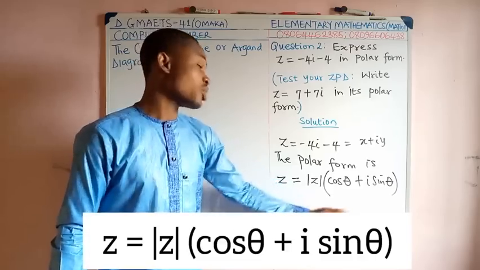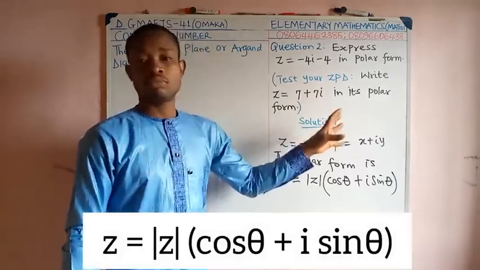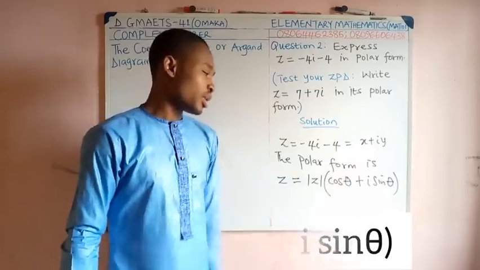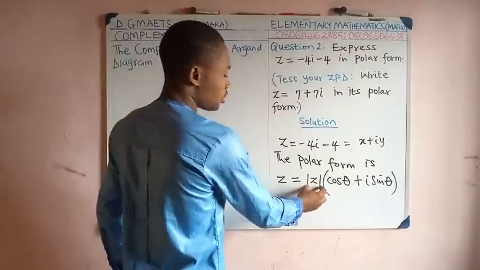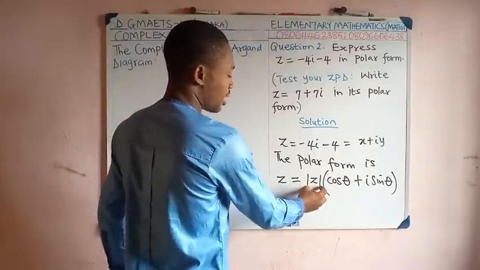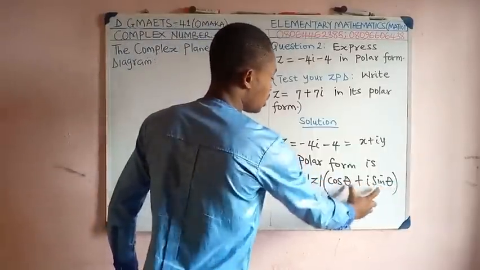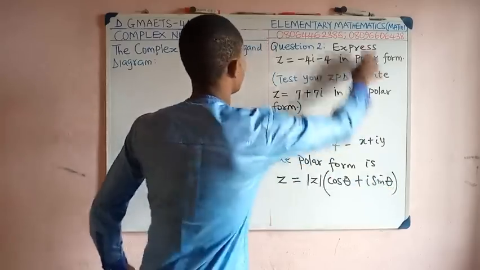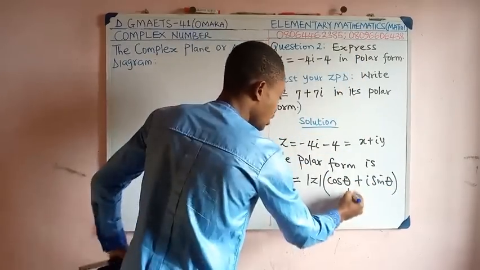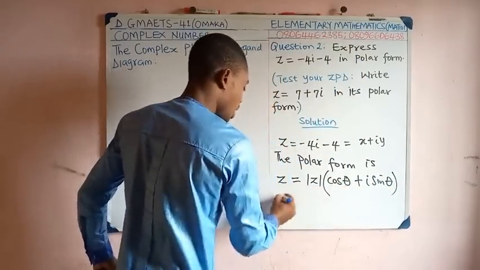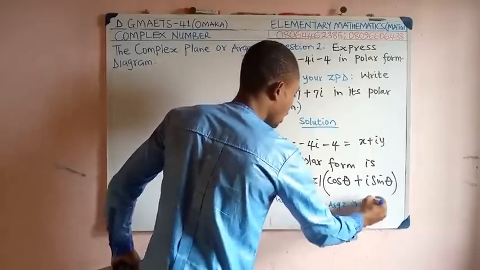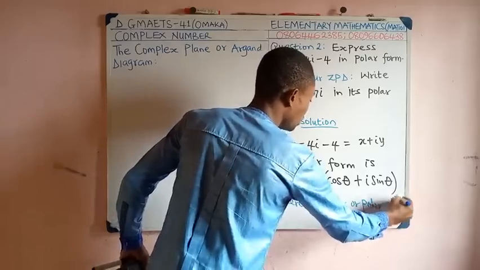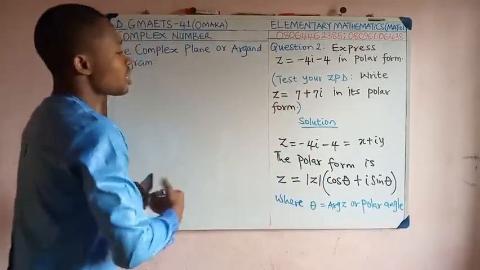Memorize it. So whenever you are to write anything in polar form for a complex number, you need to express it in this form. So all we need is to get the modulus of z, that's the magnitude, and then we get the polar angle, which is the argument of z. In fact, let me indicate it: theta, where theta is equal to arg z, or polar angle. We already explained that concept. So let us quickly do this.